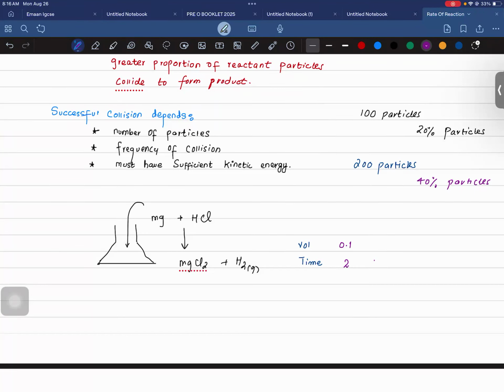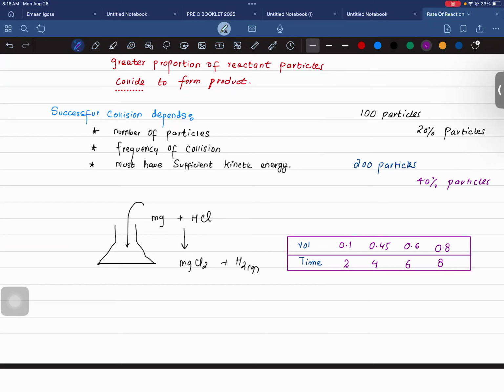Then 4 seconds passed, and I saw I got 0.45 cm cube volume. Then 6 seconds have passed, and I got 0.6 cm cube of volume of hydrogen gas. Then after 8 seconds, I saw that I got 0.8 cm cube volume. This is the data, let's suppose. I got this data after this experiment.